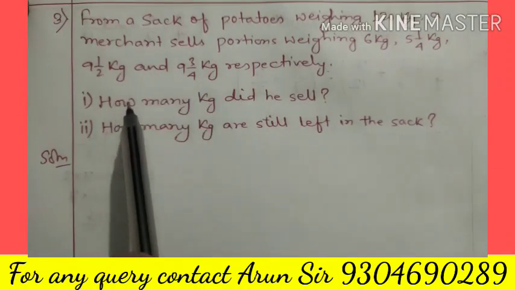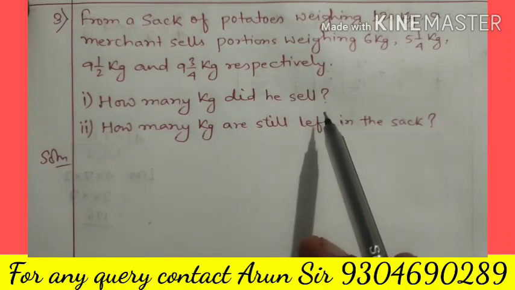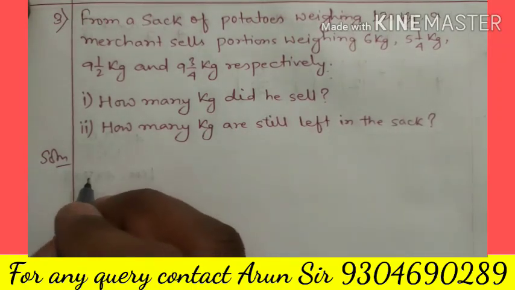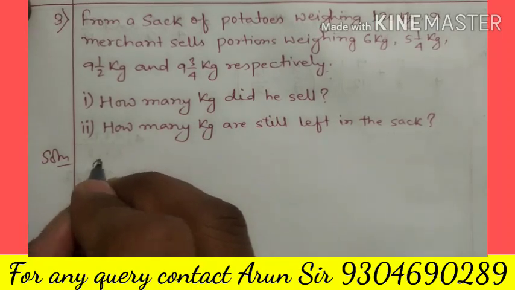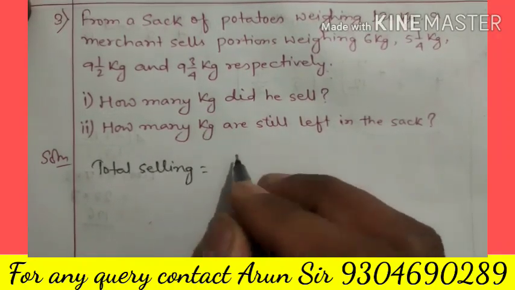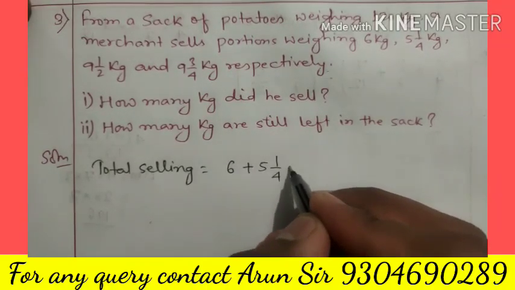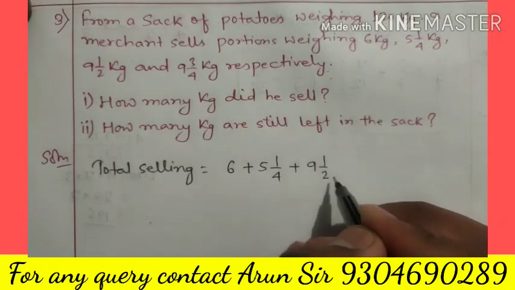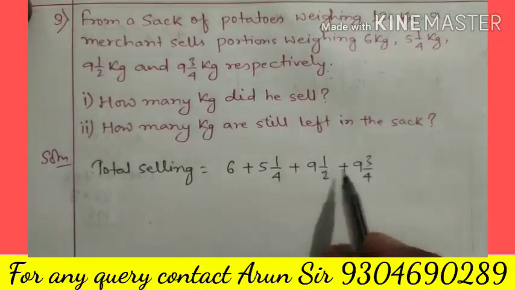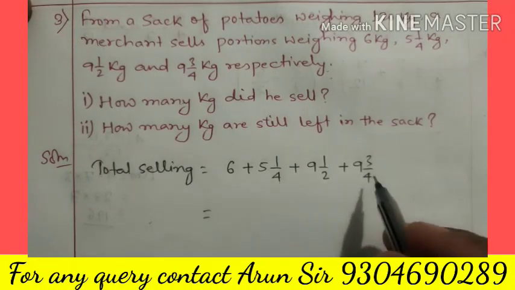And the first question is asking how many kg did he sell. It means in total how many kg did he sell. So what we will do, we will simply add all the selling quantity. Total selling we will write is equal to 6 kg plus 5 whole 1 by 4 kg plus 9 whole 1 by 2 kg plus 9 whole 3 by 4 kg. This much quantity we have sold to 4 persons, and for finding the total quantity sold we will simply add.